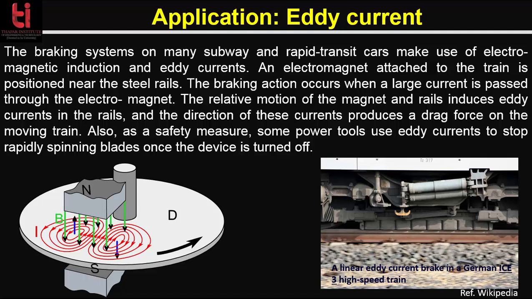So, by Lenz's law, the magnetic field formed by the eddy current will oppose its cause. Therefore, the wheel will face a force opposing the initial movement of the wheel. The faster the wheels are spinning, the stronger the effect, meaning that as the train slows, the braking force is reduced, producing a smooth stopping motion.